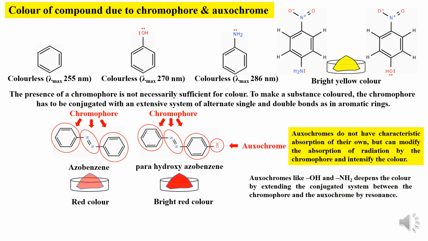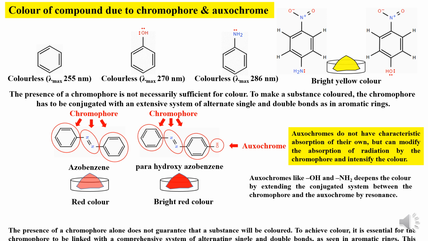So auxochromes do not have characteristic absorption of their own, but they can modify the absorption of radiation by the chromophore and intensify the color. This is clearly highlighted in the case of para-hydroxyazobenzene, where the hydroxy group is present para to the azo group, and this leads to extension of conjugation. It intensifies the color of para-hydroxyazobenzene. Azobenzene is light red in color, while para-hydroxyazobenzene is bright red in color.